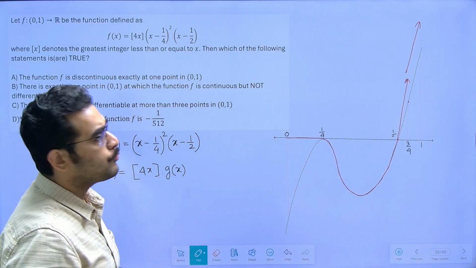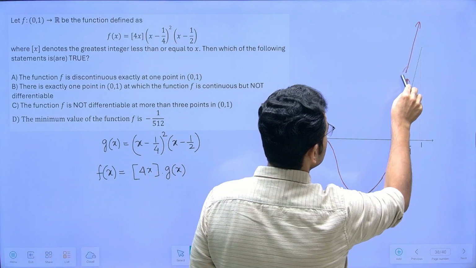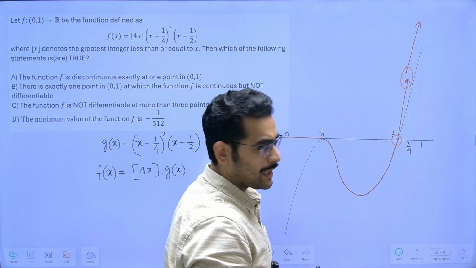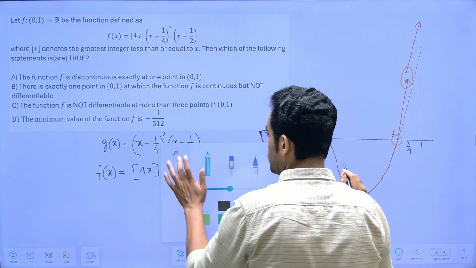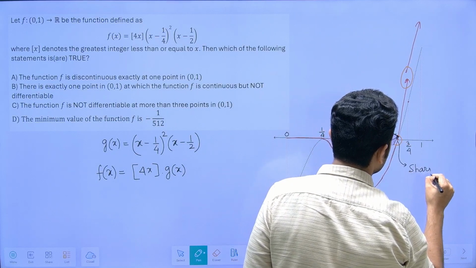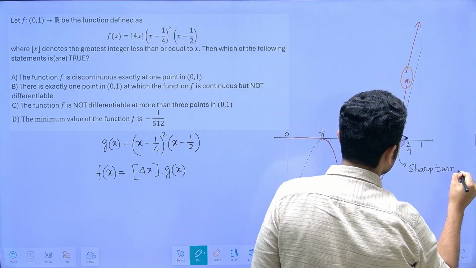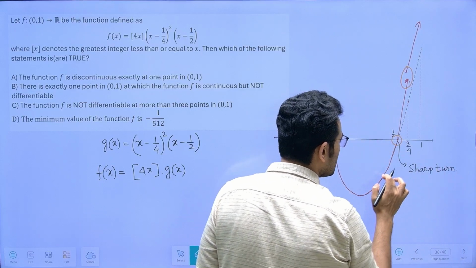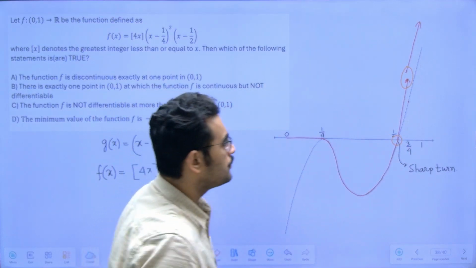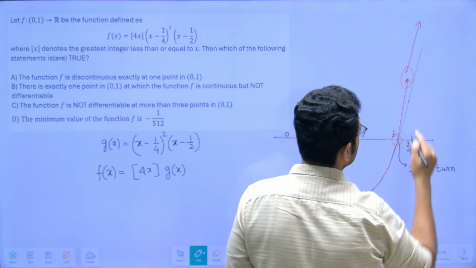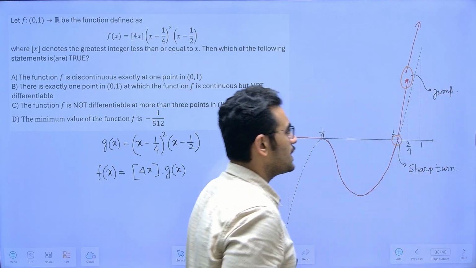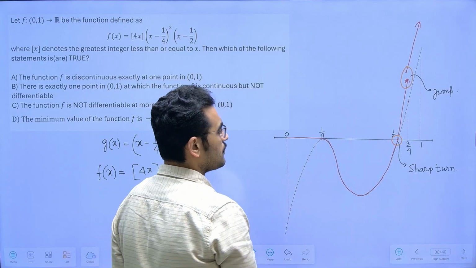So clearly from the graph we can understand that here there is a jump discontinuity in the graph and here there is a sharp turn in the graph. So this particular point will be a sharp edge. This particular point is a sharp turn because it was g(x) and suddenly from here it becomes 2 times g(x). Suddenly the slope becomes 2 times and here there is a jump. And this is a jump in the graph of the function and this is a sharp turn in the graph of the function.